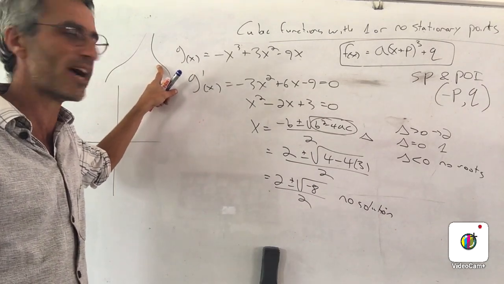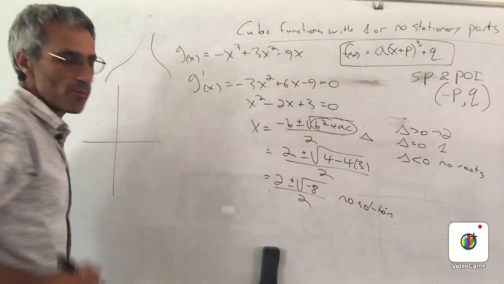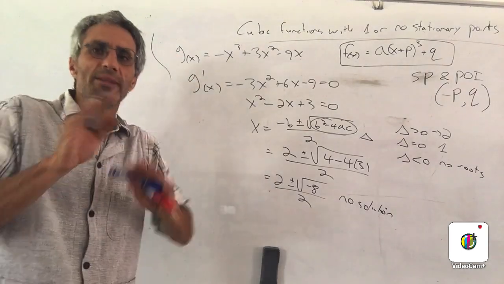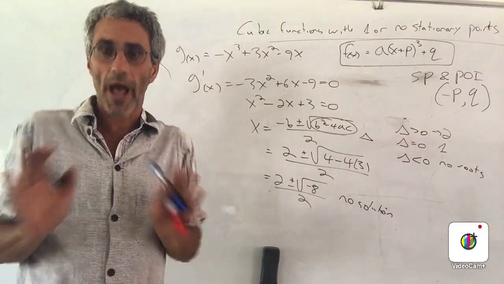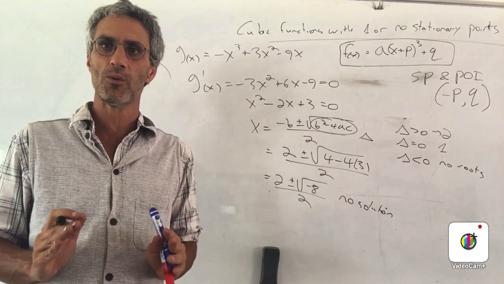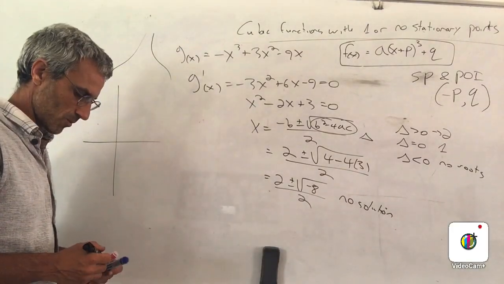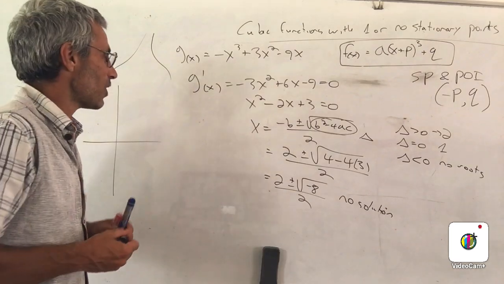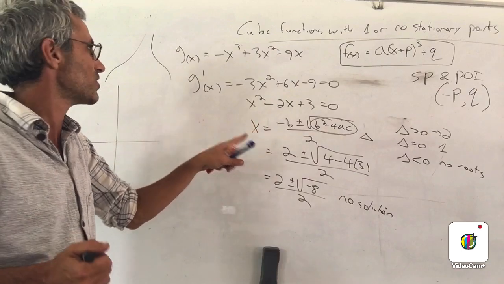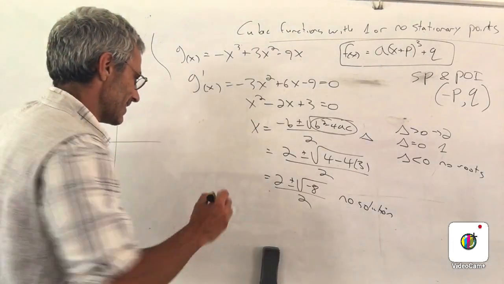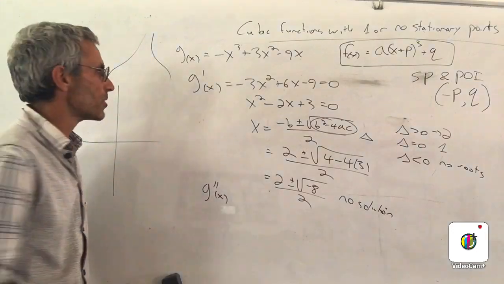I can find a point of inflection. So it's not going to be a stationary point, but it's a point of inflection. I always have to have one point of inflection in a cubic function. I might not have a stationary point, but I will have a point of inflection. How do I find a point of inflection? Well, the first derivative allows us to flush out all these stationary points. It's the second derivative that allows us to find the point of inflection.